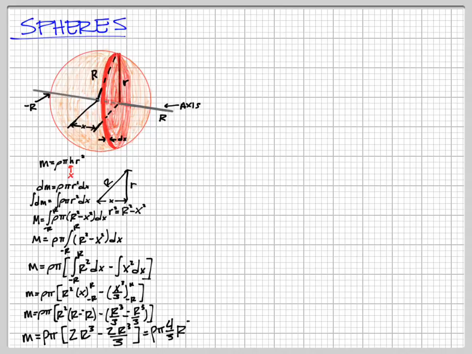Alright, well that was tough. We get to do it again, and it's going to get tougher. But if you'll notice, it's just rho times the volume of a sphere.